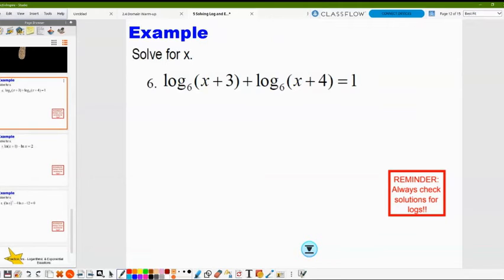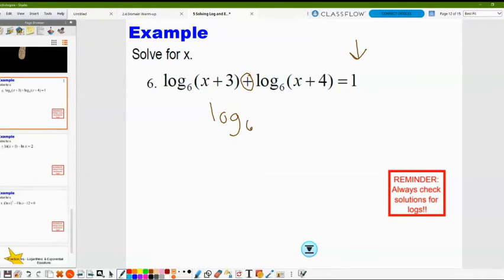Okay, so for this one, we've got log base 6 of x plus 3 plus log base 6 of x plus 4 equals 1. Now, I'm not going to be able to drop the logs on both sides because we don't have logs on both sides and we have some terms without a log. So that's an indicator that you're not going to be able to use that technique. So let's see if we can simplify it to a single log on one side. I've got the sum of logs right now. I know that means it's the log of their product.